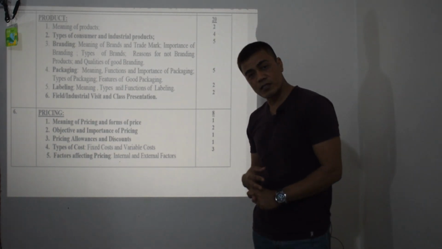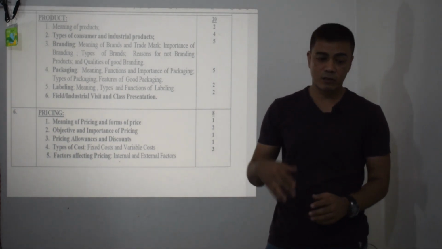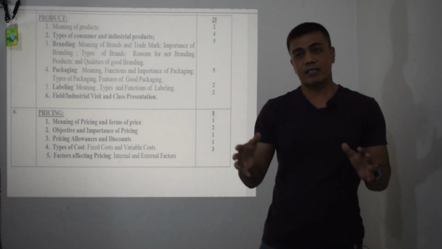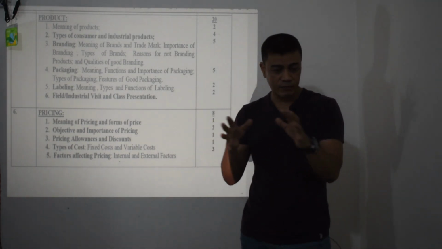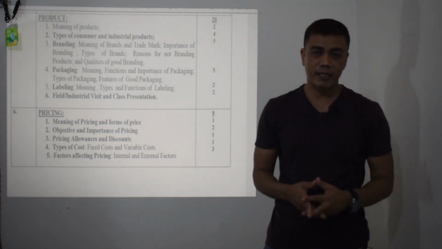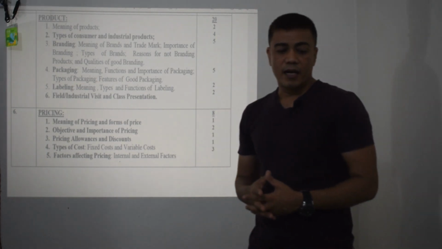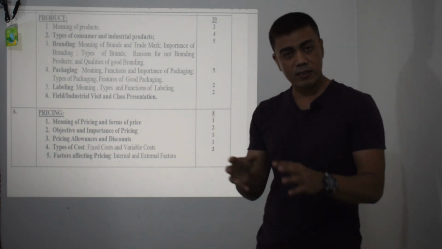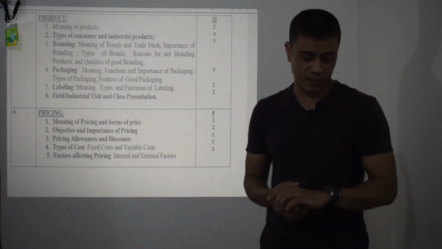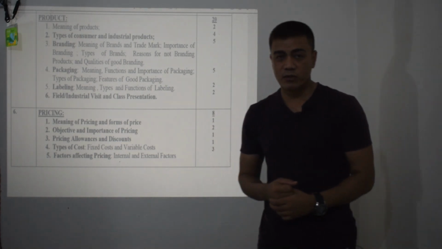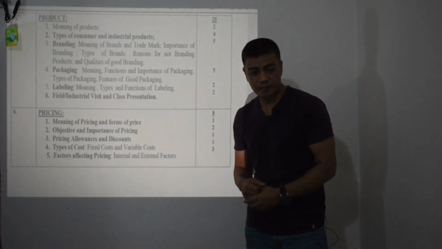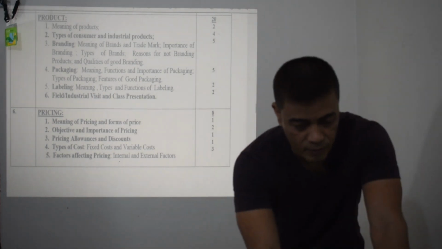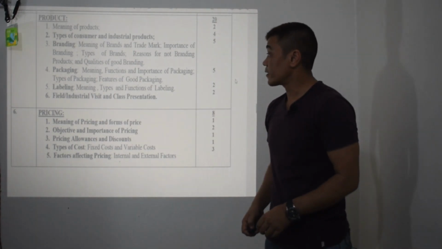And the types of cost, fixed cost and variable cost, although there is semi-variable cost also. If you are students of accounting, you can read from there also, and their meaning, and what are the factors that affect the pricing. And pricing here is not similar to economics, keep in mind. So it is a little different, and here the factors affecting pricing also you need to study.